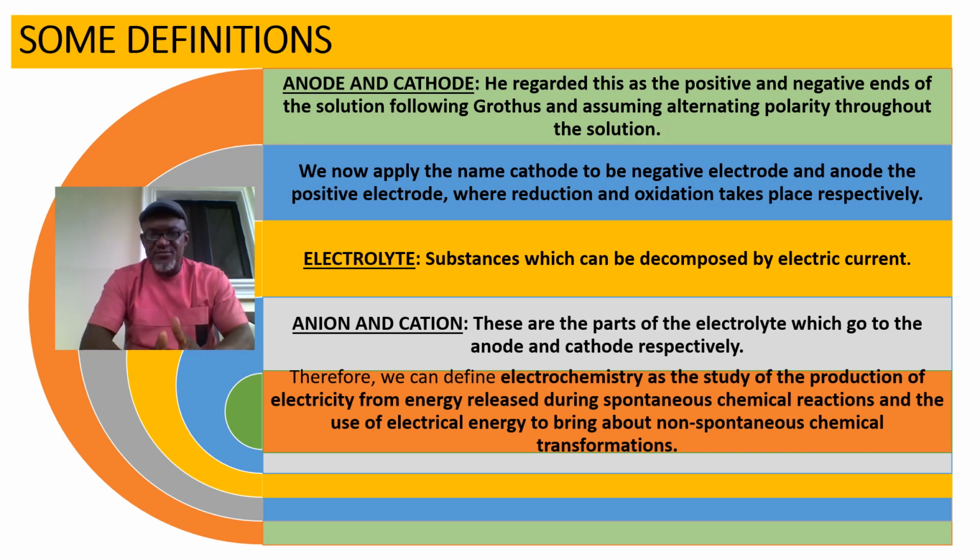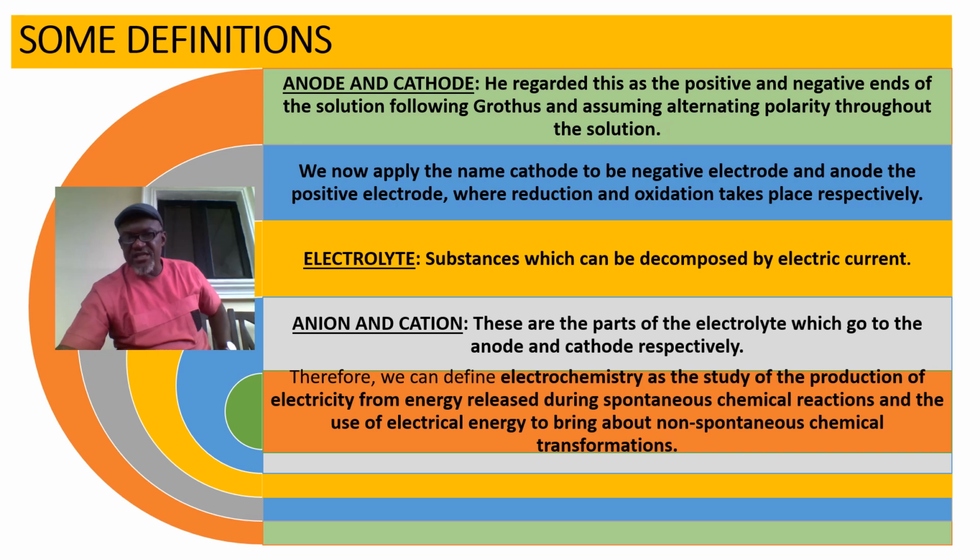So you now see that it's becoming clearer that we can differentiate between positive ions and negative ions. So at the same time, we can also differentiate between positive electrodes and negative electrodes. We now apply the name cathode to the negative electrode and anode to the positive electrode, where reduction and oxidation takes place respectively. We also have electrolytes, substances which can be decomposed by electric current.